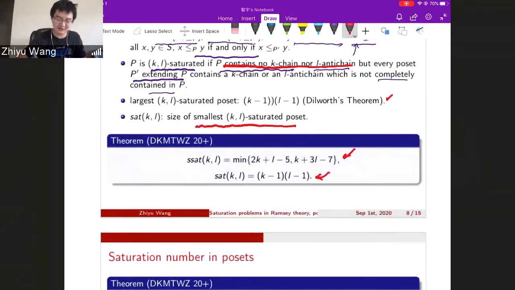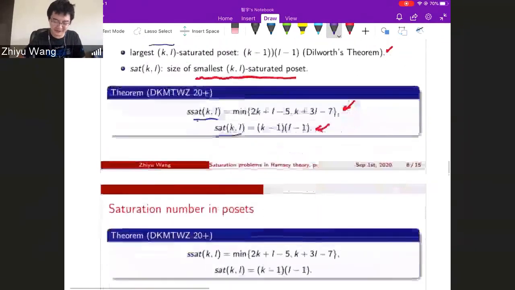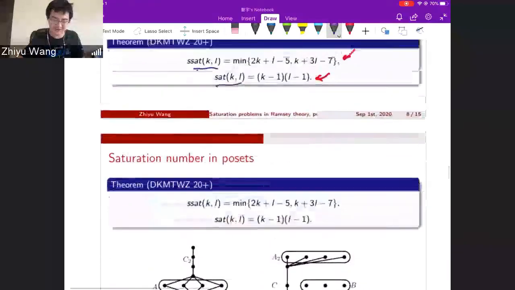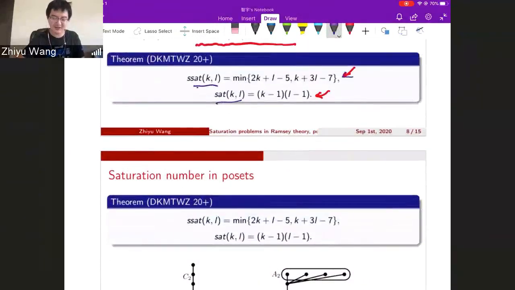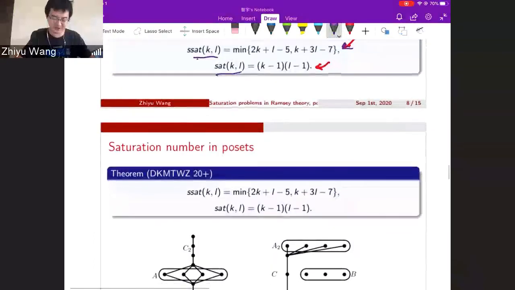However, there's a difference between the semi-saturation number and the saturation number of a poset here. In particular, it's much smaller for the semi-saturation number. It is the minimum of 2K plus L minus 5 and K plus 3L minus 7. Okay. Maybe let me just briefly go over where these two numbers are coming from. Usually the upper bound is always a construction. The lower bound is usually more technical. So let's just see where the two numbers come from.